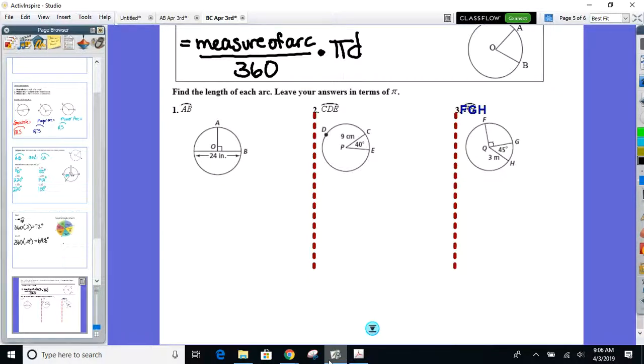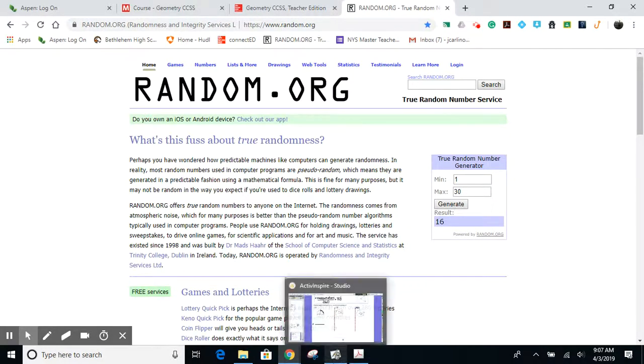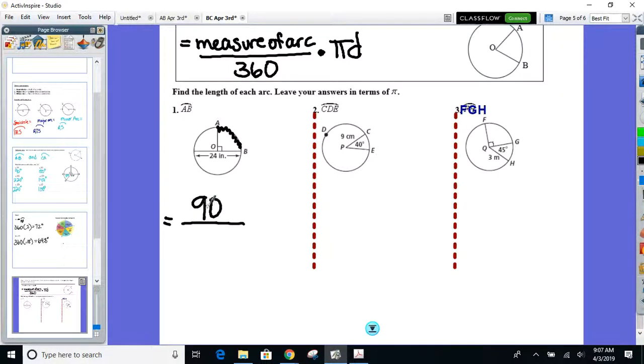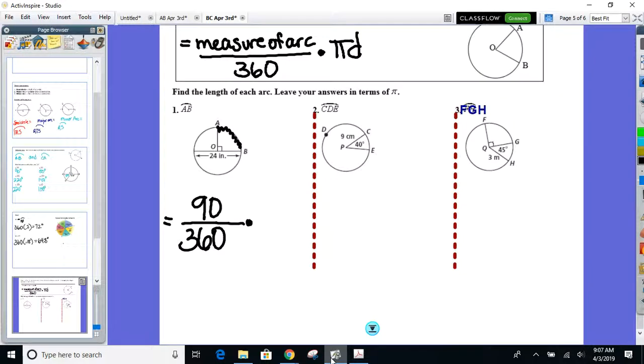So AB right now, arc AB. This one right here we're talking about, by the way. This is arc AB. How long is it? All right, let's go to the formula. What is the measure of arc AB? 90. It's equal to its central angle. 90 out of 360 times diameter length, pi d.